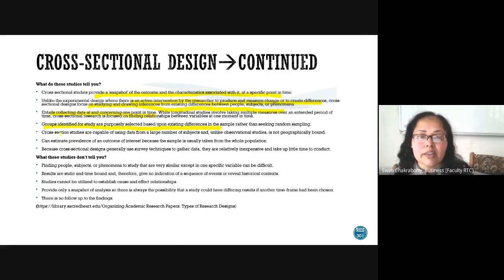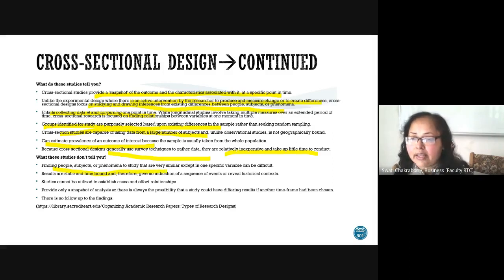Now, it is also capable of using data from a large number of subjects. It can estimate the prevalence of an outcome of interest because the sample usually is taken from the whole population. Because cross-sectional designs generally use survey techniques to gather data, they are relatively inexpensive and take very little time to conduct.